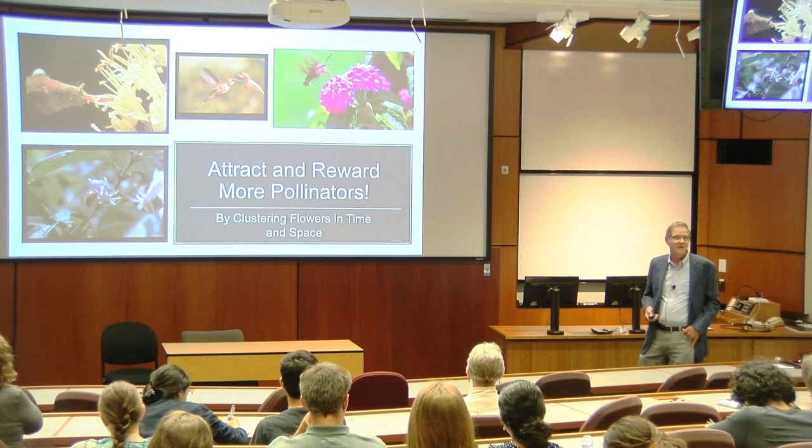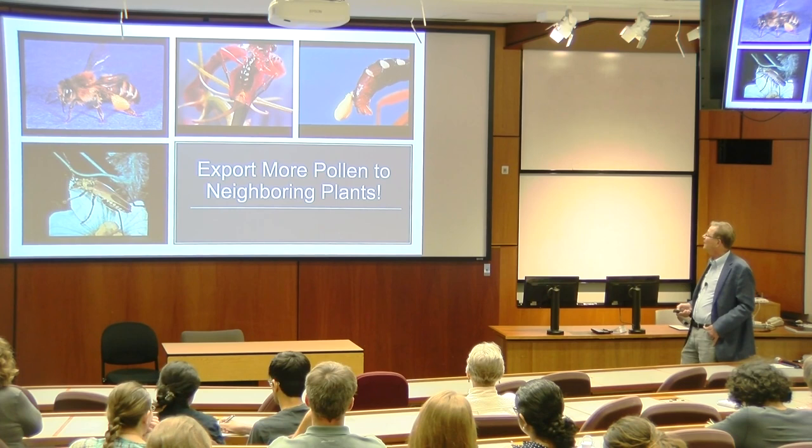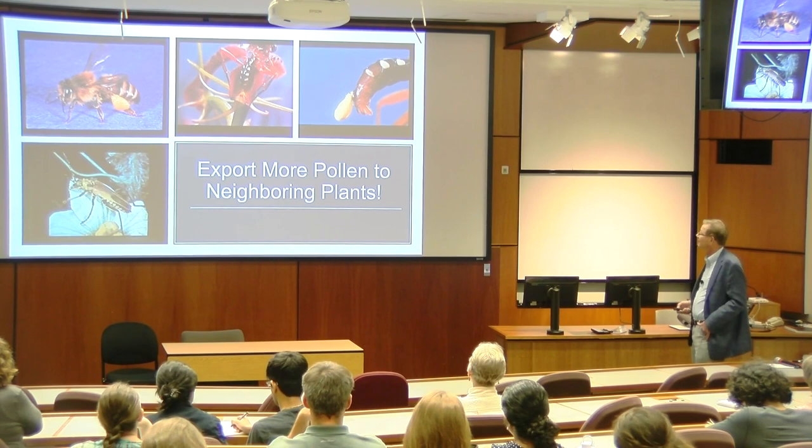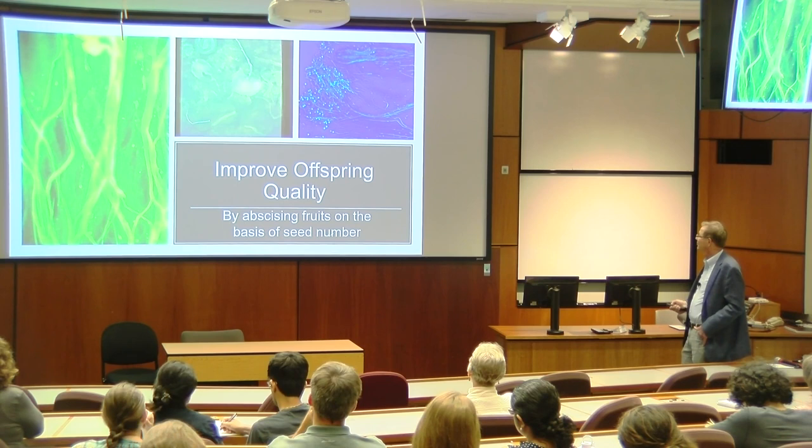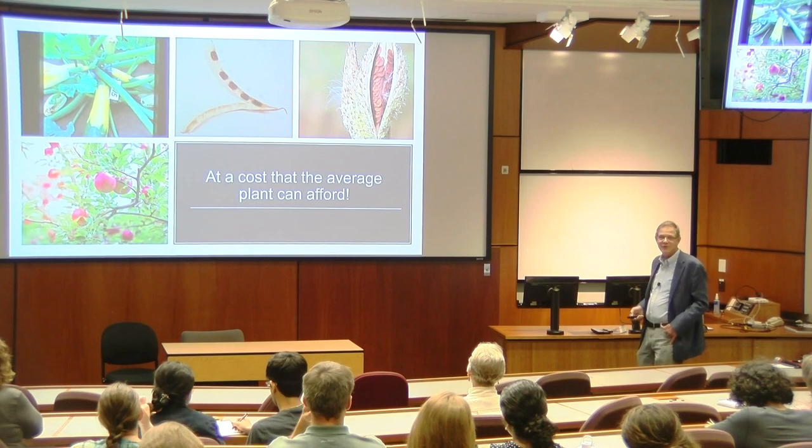They export more pollen to their neighboring plants. There we see a bee with a bag of pollen on its leg. They improve the quality of their offspring by upsizing fruits on the basis of seed number. And they do it at a cost that the average plant can afford.